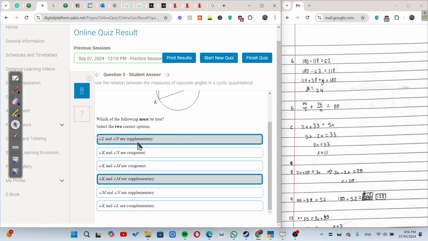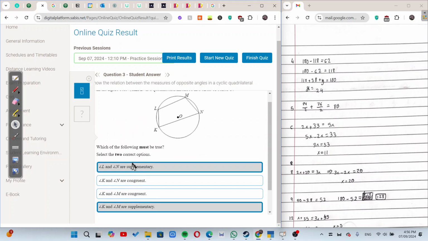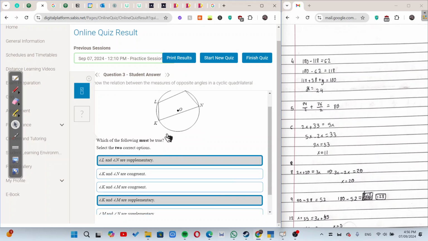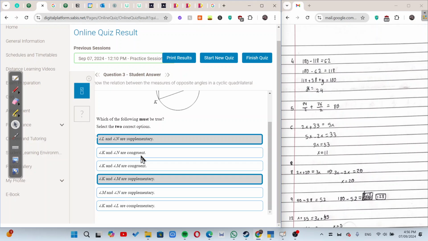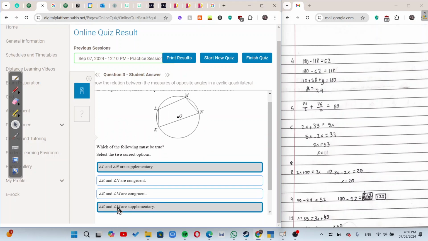Let's see, L and N supplementary, K and N congruent? No. K and M congruent? No. K and M supplementary, see K, M, opposite, so yes, they are supplementary. M and N supplementary, no they are not. And K and L complementary, which means equaling 90, no it's not. So next question.